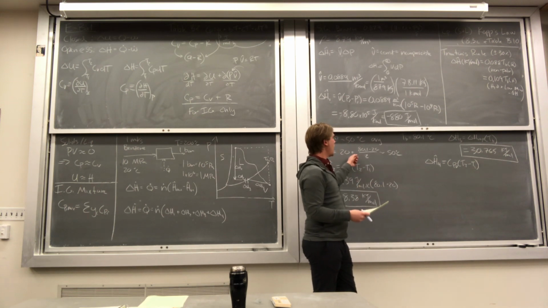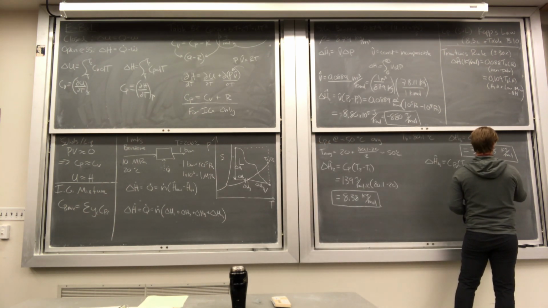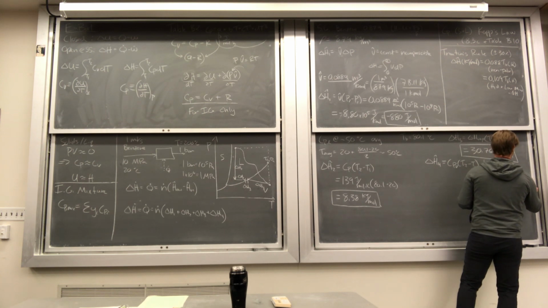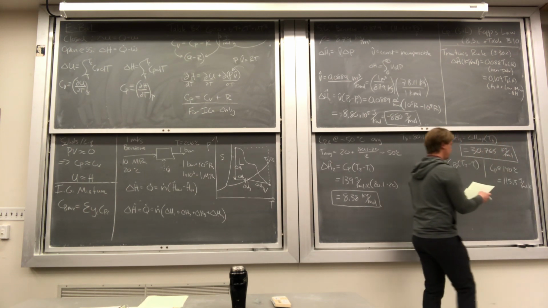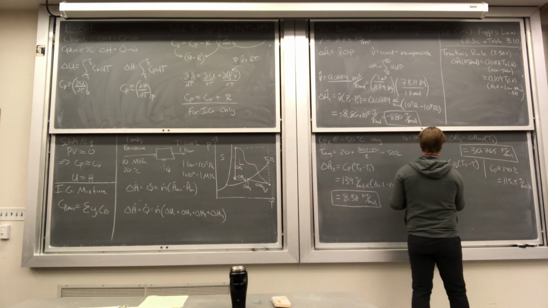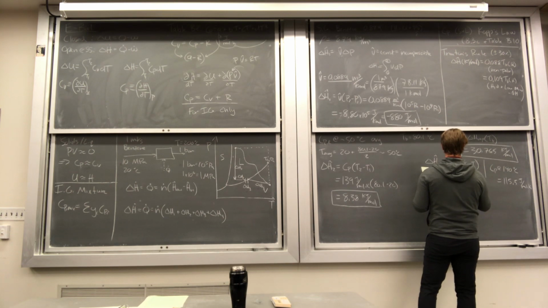Again, I'm going to use the average temperature. So this is going to be the heat capacity at, what did I find the average temperature was? 140 degrees Celsius, 115.5 joules per mole Kelvin. So if I plug this in, I get 13.8 kilojoules per mole.